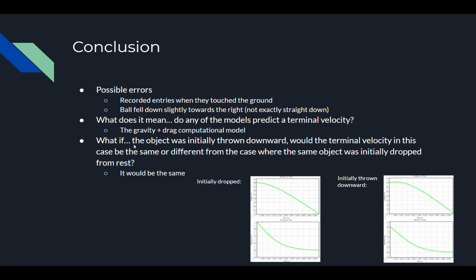And also, for this question, with the terminal velocity in this case, if the object was initially thrown downward, would it be the same or different than when the same object was initially dropped? And I would say it's the same, and I modeled it through the computational data. So this is when it's initially dropped, and this is when it's initially thrown down. And as you can see, for the velocity, they both reach a terminal velocity. And that concludes my lab.